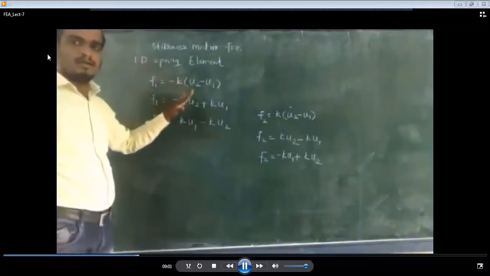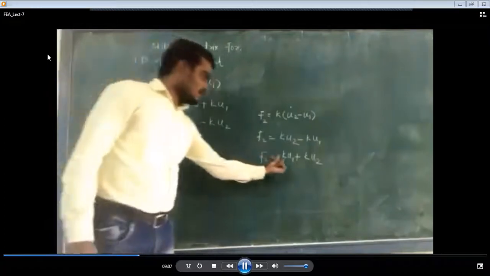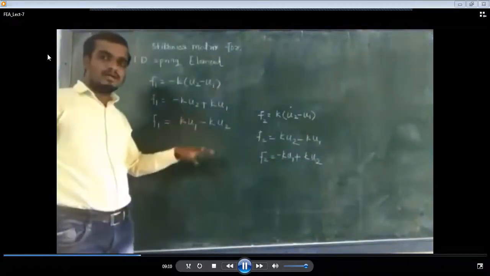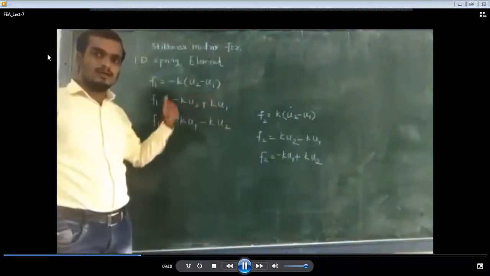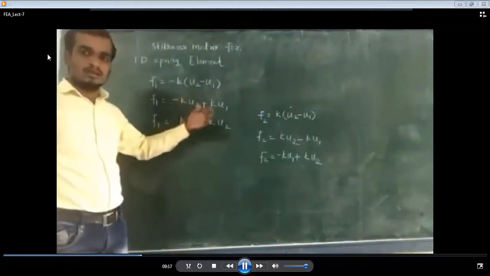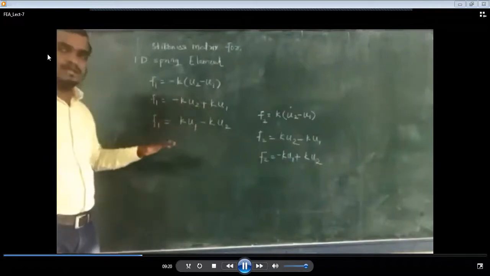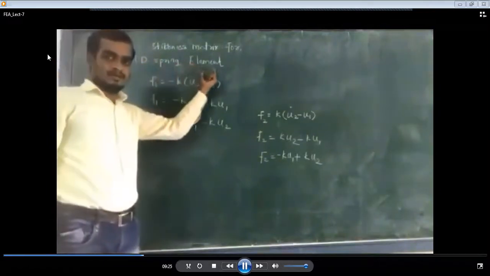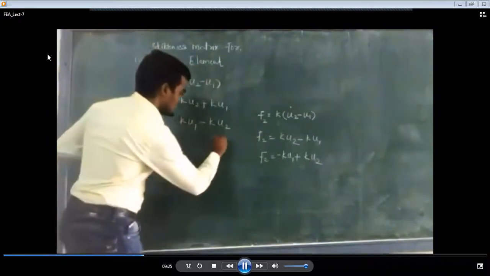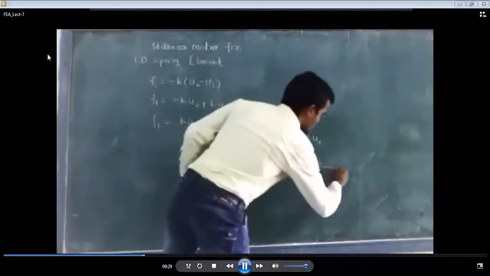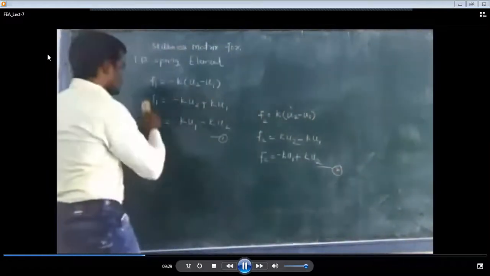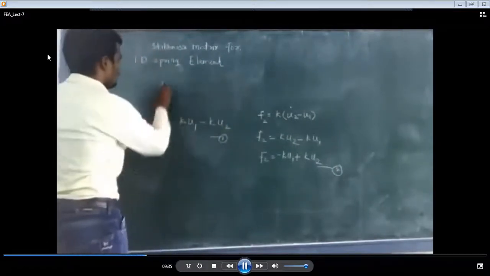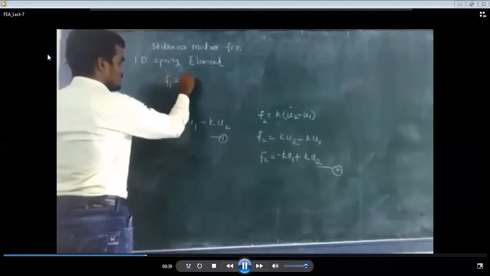Actually, we have derived these equations during our one-dimensional bar element. In a similar way, here we have derived these two equations. Now these two equations we can write in a matrix form, because algebraic equations can be written in a matrix form, as we have studied in your previous lecture. So suppose let us say this is equation 1 and this is equation 2, then we can write these two equations in a matrix form as so.